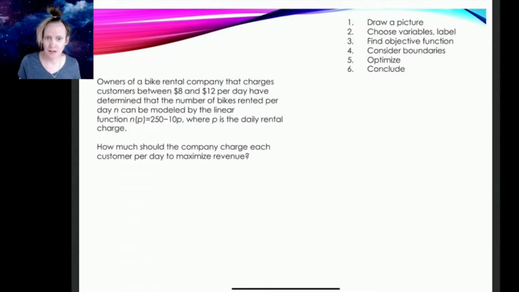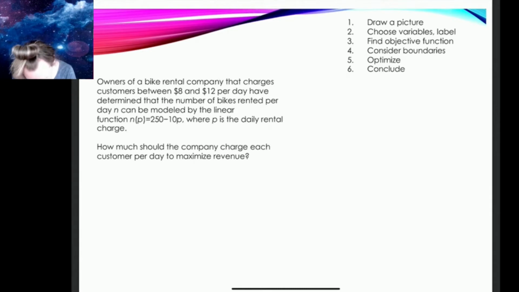Owners of a bike rental company that charges customers between $8 and $12 a day to rent a bicycle have determined that the number of bikes rented can be modeled by a linear function, 250 minus 10 times P, where P is the daily rental charge. How much should the company charge each customer to maximize daily revenue? Seems like a reasonable thing to ask.